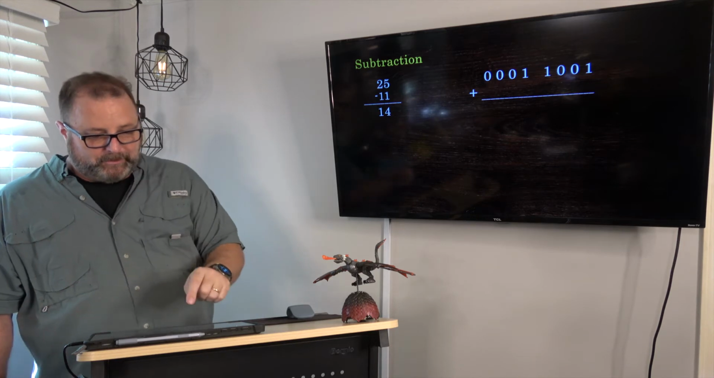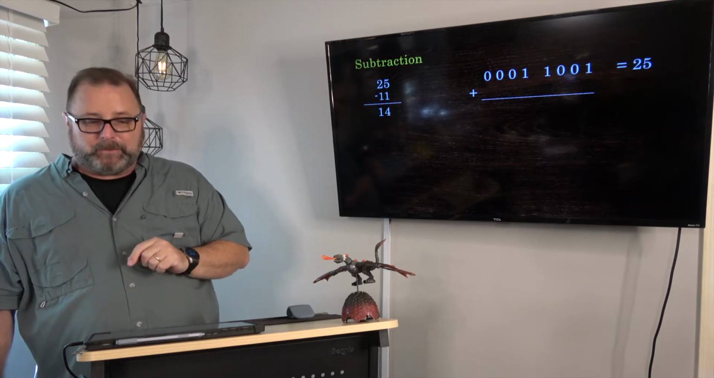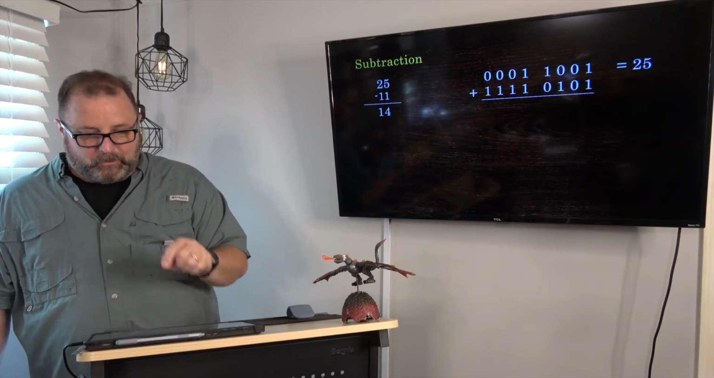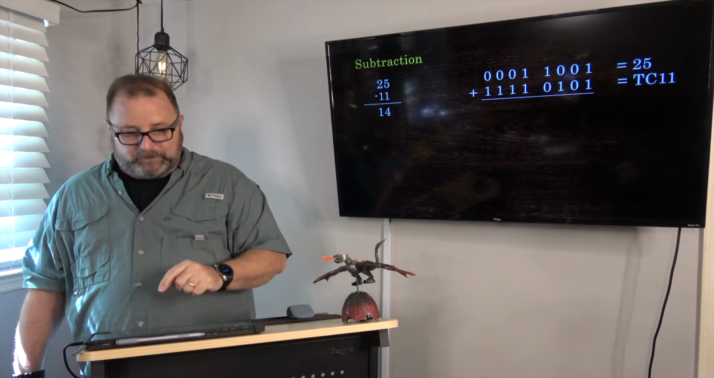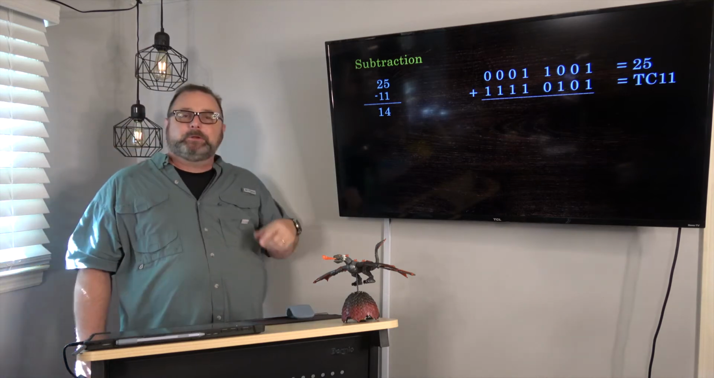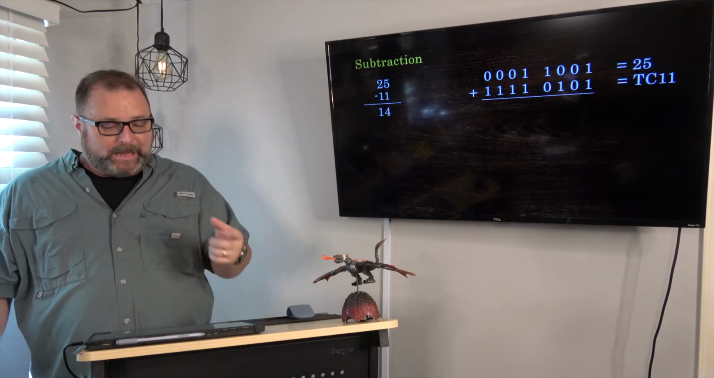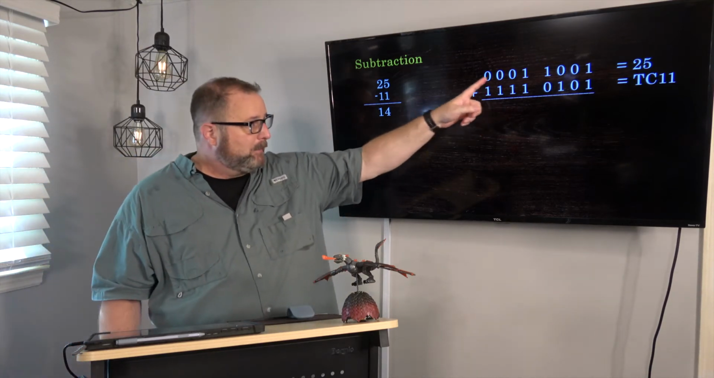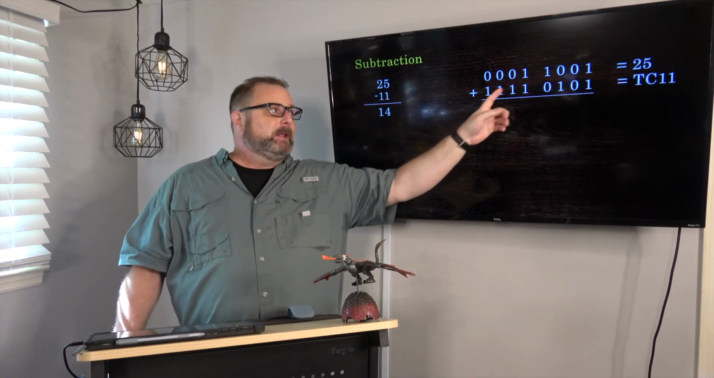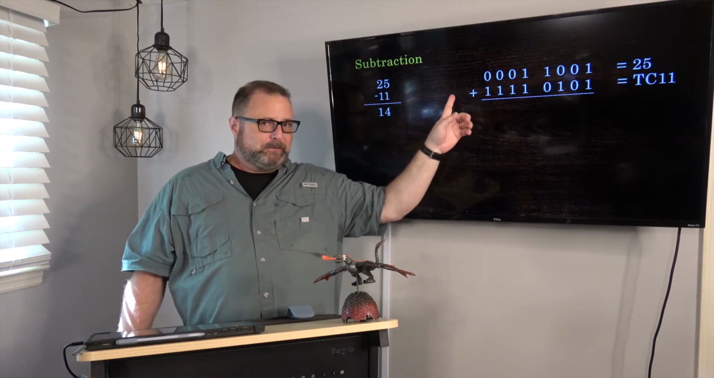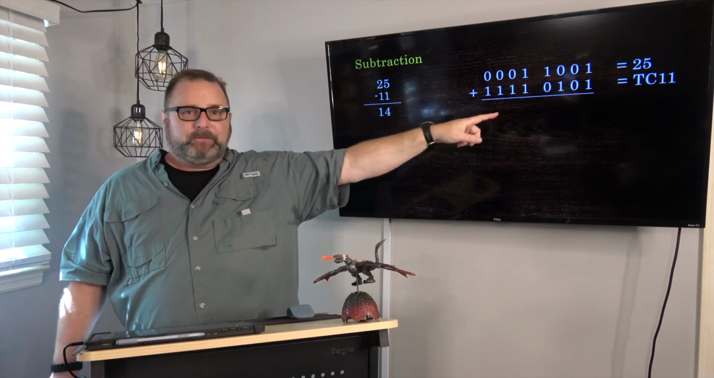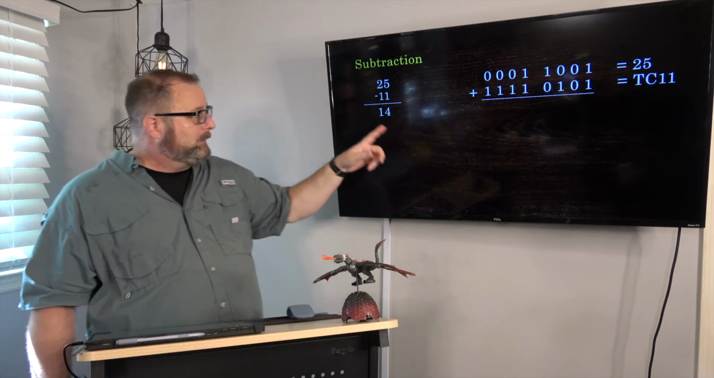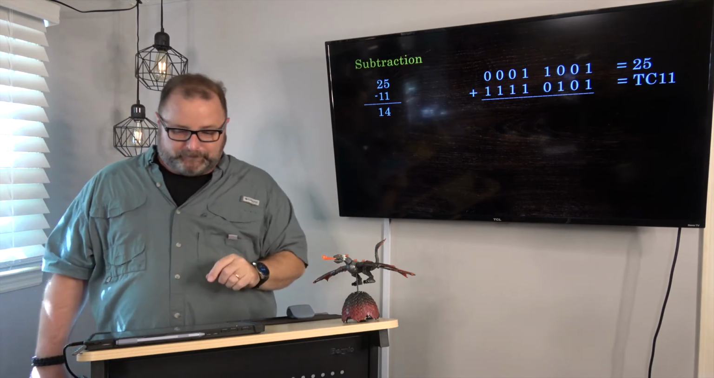So 25, we've seen that before. Now it should be all 1s and 0101 as the 2's complement of 11. So now we're going to add them, and once we're done adding them, we should, again, carry 1 off the end, and you can kind of see it looks like we're set up to do that. But we're going to hopefully float 1 off the end and have the result, which we're expecting to be 14, left on the register. So here we go.